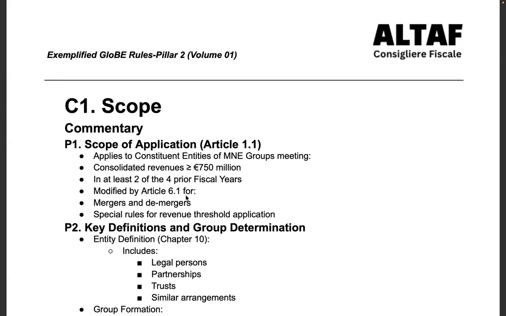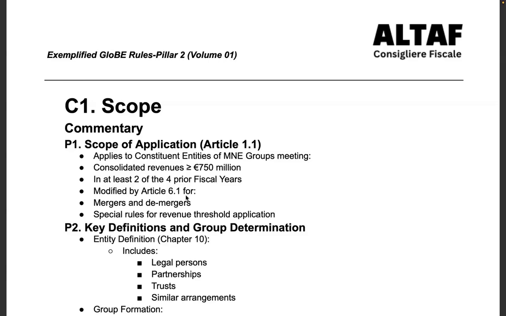consolidated revenues equal to or greater than 750 million euros. And that should have happened in at least 2 of the 4 prior or preceding fiscal years. So in 2 of the previous 4 fiscal years, if the revenue has been more than 750 million euros consolidated revenue, then the BEPS Pillar 2 framework applies.